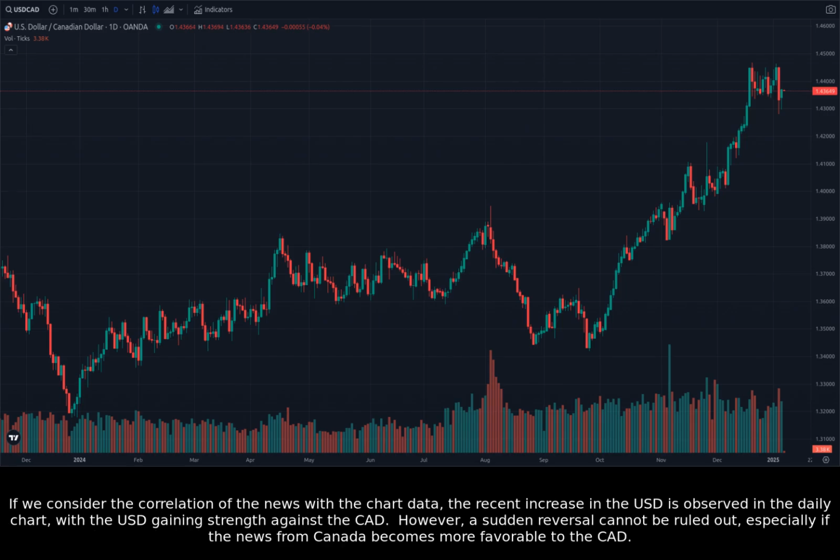If we consider the correlation of the news with the chart data, the recent increase in the USD is observed in the daily chart, with the USD gaining strength against the CAD. However, a sudden reversal cannot be ruled out, especially if the news from Canada becomes more favorable to the CAD.